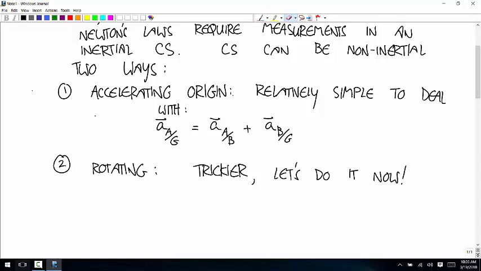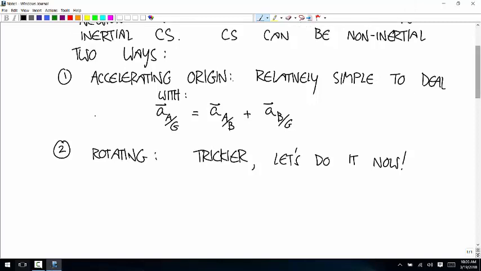And if you have both of these, you can just use one of these methods to first do the thing. So you have a coordinate system that's accelerating and rotating. First do the fix for the rotating one, and now you have a coordinate system that's non-rotating, and the origin's accelerating, and then fix that one, and then you're good. So with these two, you can deal with any coordinate system.